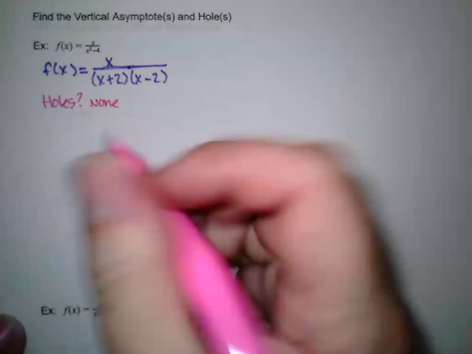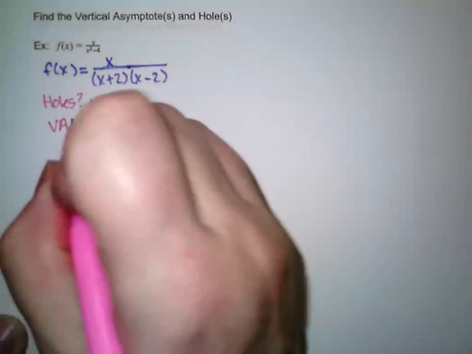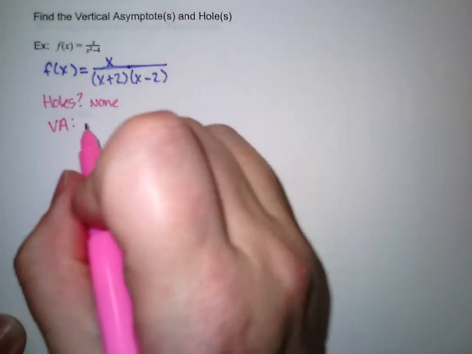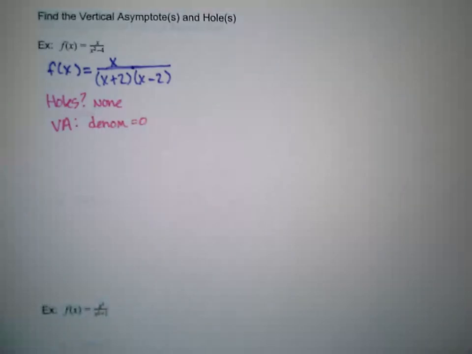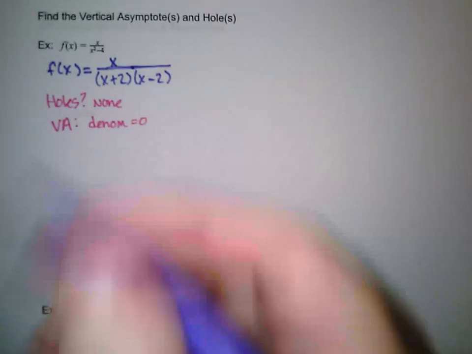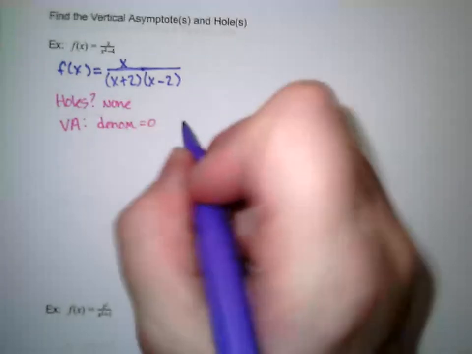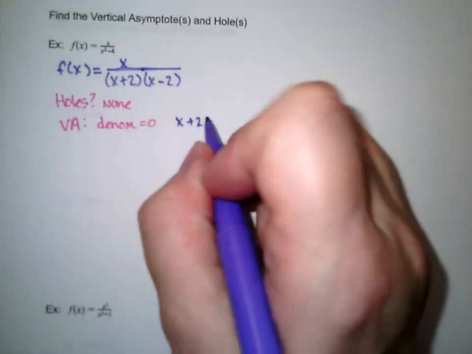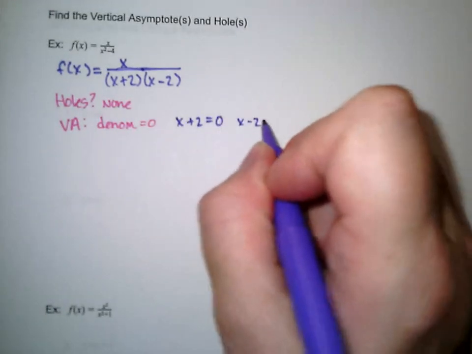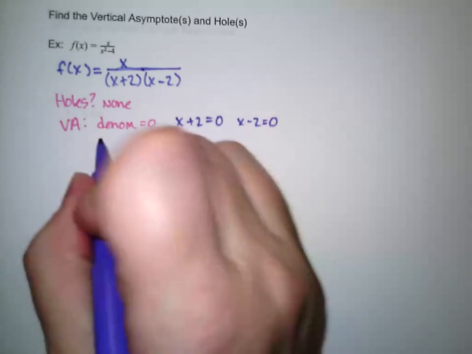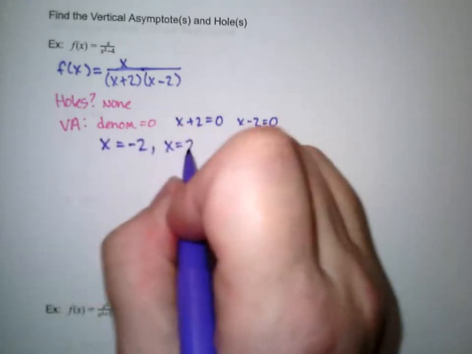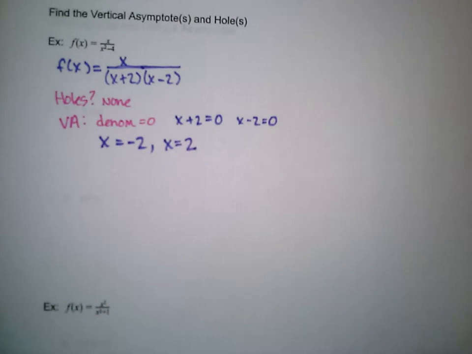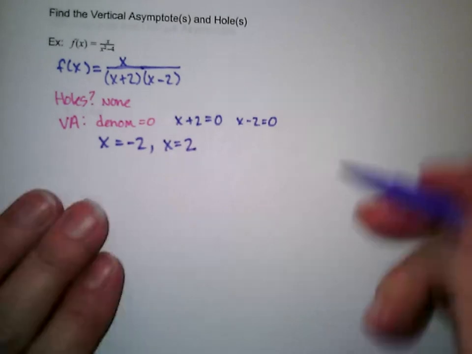Then we will look for vertical asymptotes. To do that, we set the denominator equal to 0. So we've got x plus 2 equals 0, x minus 2 equals 0. So our vertical asymptotes are at x equals negative 2 and x equals 2. So we've got 2 of those asymptotes.